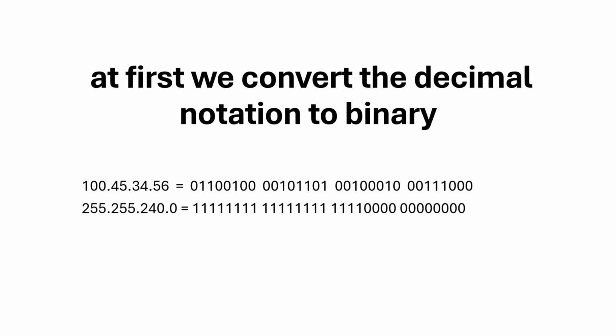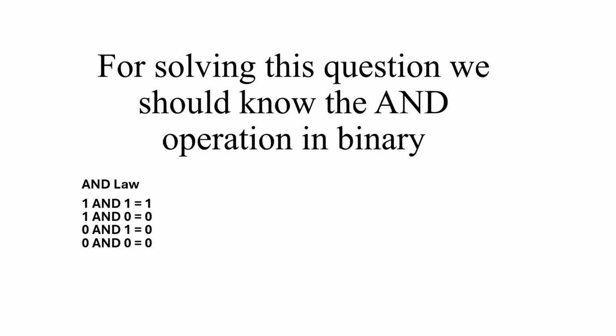AND is a logical operation, and this is the law that you use to do the AND operation. In an AND operation, only when both inputs are 1 is the result 1. Otherwise the result is 0. 1 and 1 equal 1. But the others: 1 and 0 is 0, 0 and 1 is 0, 0 and 0 is 0. This is the law of the AND operation.